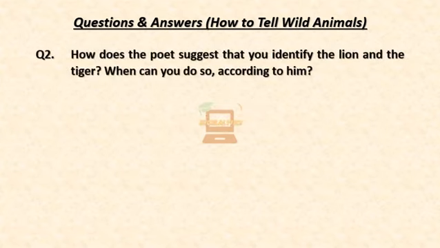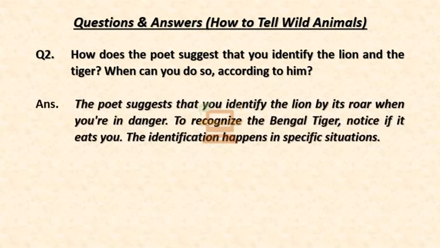Question 2. How does the poet suggest that you identify the lion and the tiger? When can you do so, according to him? Answer. The poet suggests that you identify the lion by its roar when you're in danger. To recognize the Bengal tiger, notice if it eats you. The identification happens in specific situations.